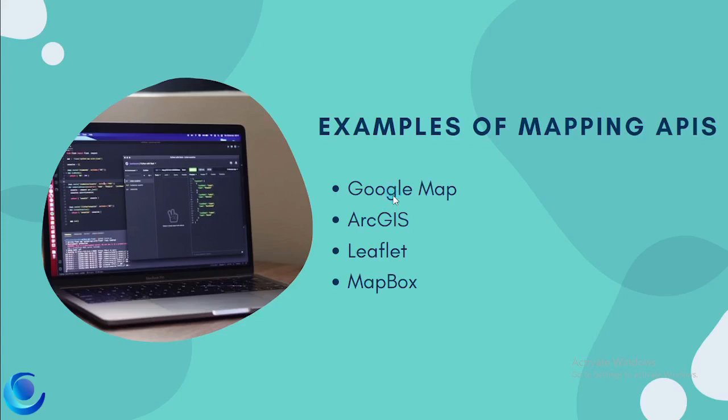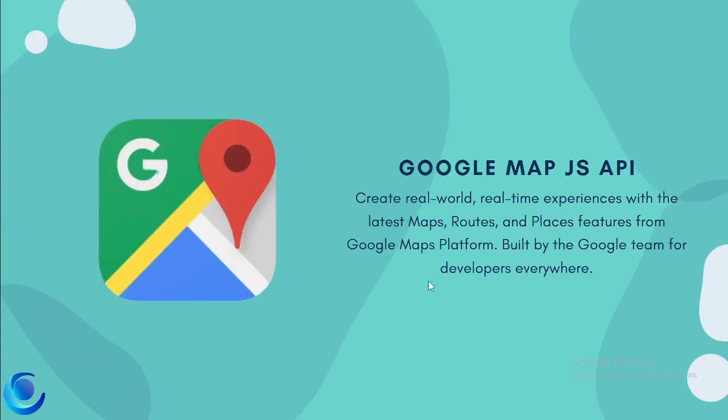Now we can look at various examples of APIs. In this scenario, we'll be looking at Google Maps, we'll be looking at ArcGIS, we'll be looking at Leaflet, and finally we'll look at Mapbox. Now let's start with the Google Maps JavaScript API. It enables you to create real-time experiences with the latest maps, routes and places features from the Google Maps platform. So Google Maps offers maps, routes, meaning direction and navigation, and places. I think these are three key strengths of Google Maps.